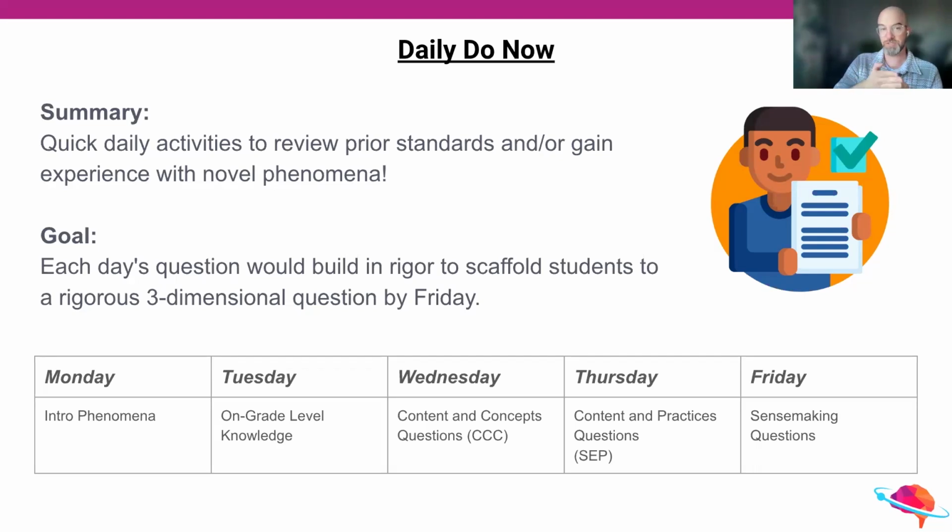And then we can, on Tuesday, Wednesday, Thursday, and Friday, build up in the depth of sense making that we're asking of students. The first question, on Tuesday, can just be a knowledge-only question. So tell me what about gravity or scale properties. On Wednesday, we can ask questions about the content and the cross-cutting concepts. On Thursday, we can ask questions about the content and the practices. And on Friday, we can have a doozy, rigorous sense-making question that students build up to.